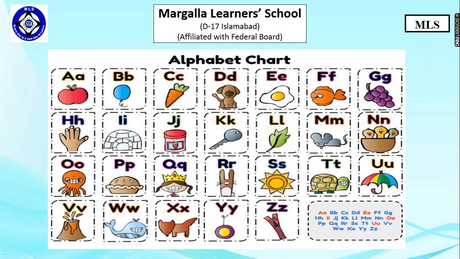So, the sound of A is eh, eh. The sound of B is b, b. The sound of C is k, k. The sound of D is d, d. The sound of E is e, e.